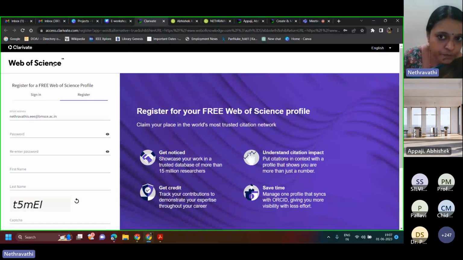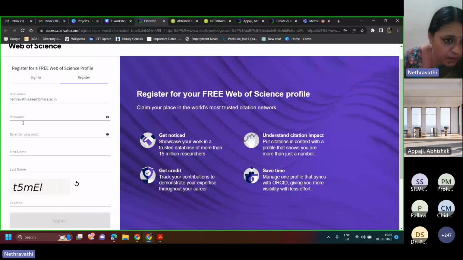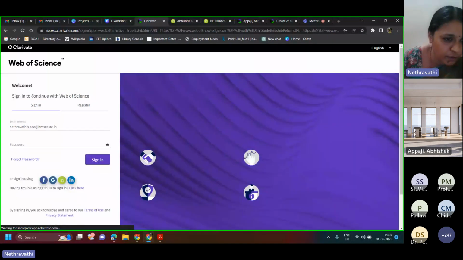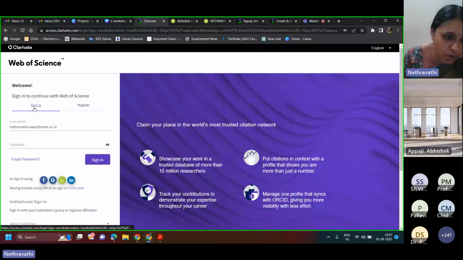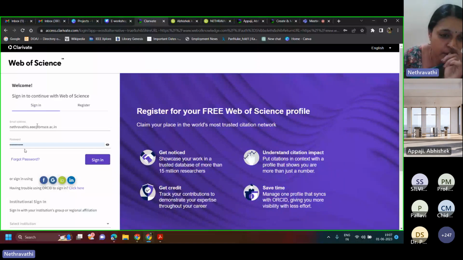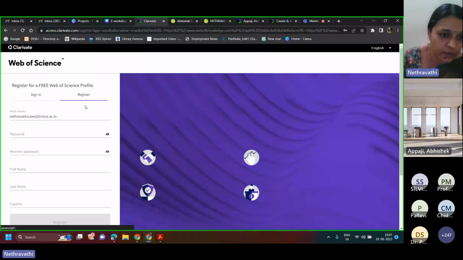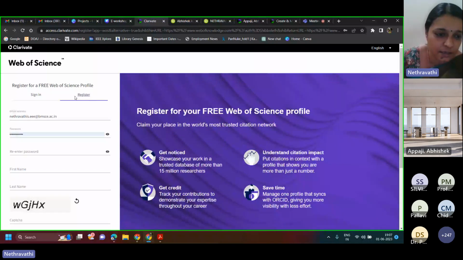Here you can see that this has opened. It has two options. Since I already have an account, it is showing my details. Here you can register. So you go ahead and register. Again, this is really simple.